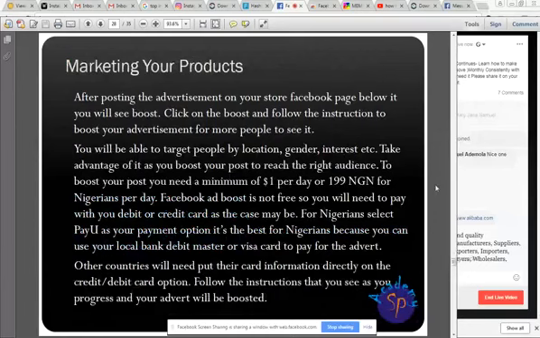So ideally, Facebook will charge you for running an advert on their website. To open a page is free, but when you want to boost your product on Facebook, they charge 199 naira per day, and it's a good deal, believe me. Once you post, you will see something below it, boost. So you just click boost and you follow the process.